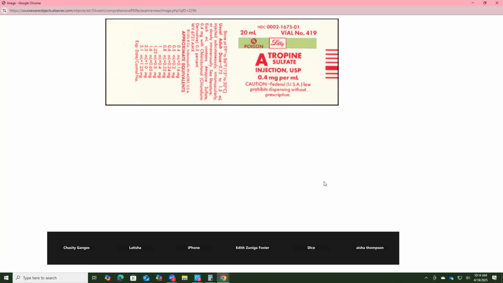So now you're going to take your 0.6, which is your desired dose, and put it over what you have on hand, which is 0.4 milligrams times 1 ml. Okay, milligrams will cross out, and you're just going to do the math there. 1.5.